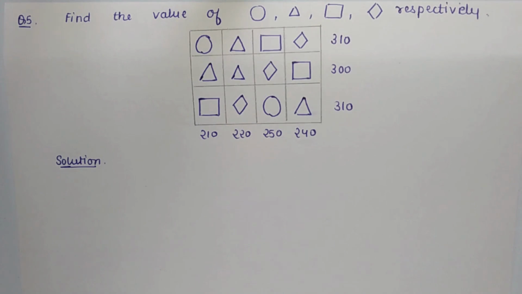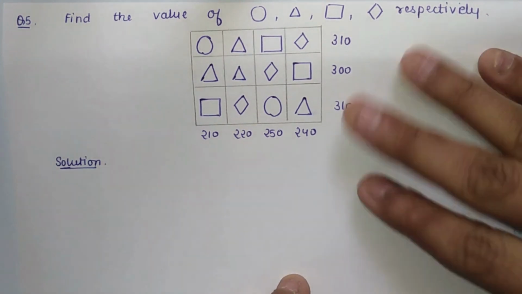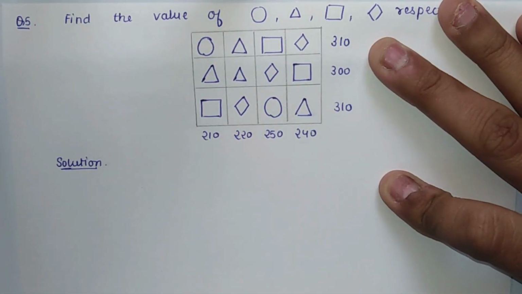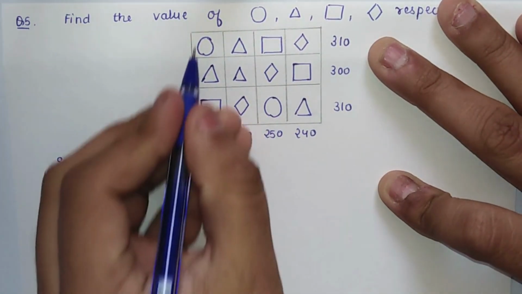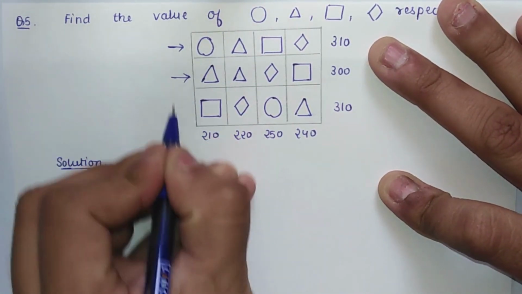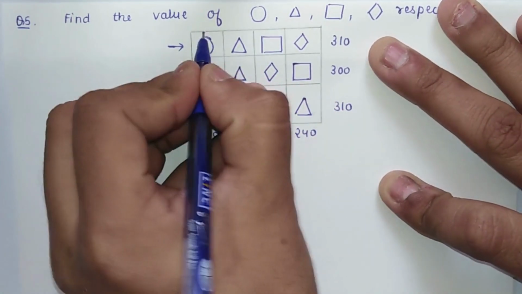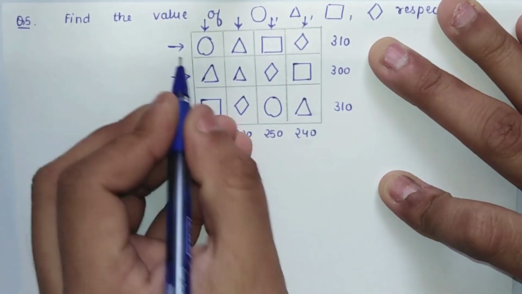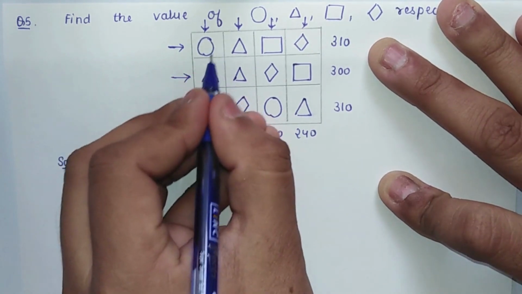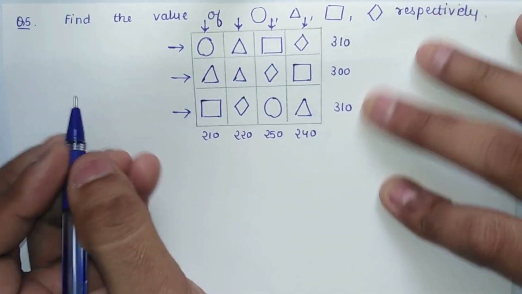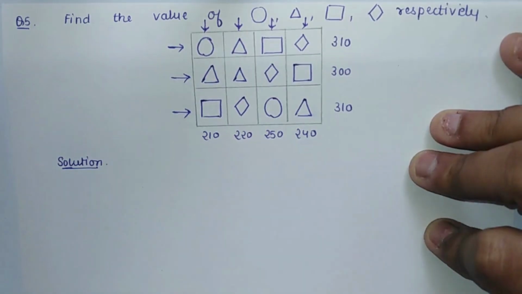Let's take a look at the final question of the day. In this question, a matrix is given. We can say a matrix or a two-dimensional table is given in which there are rows. This is the first row, this is the second row, this is the third row, and columns are given: first column, second column, third column, fourth column. In each cell we have a symbol like a circle, triangle, square, and diamond shape, and then there is a number given at the end.